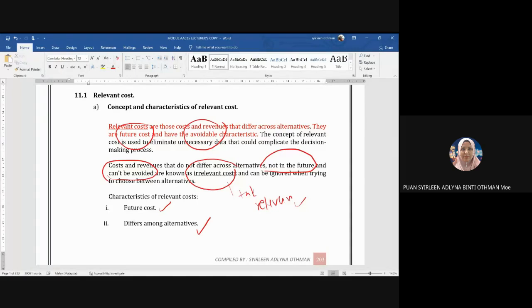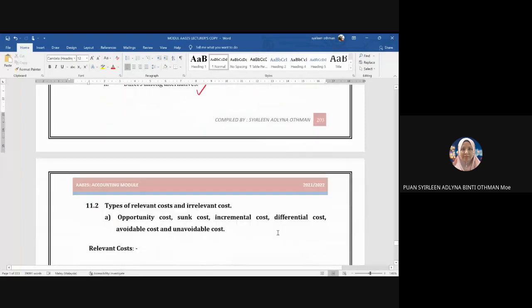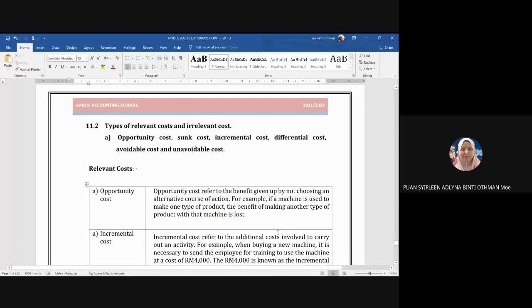Okay, so dia akan berbeza lah, the relevant cost tu akan berbeza among all the alternatives that you are considering to do. Okay, itu ialah konsep. So kita tengok apakah relevant cost. Ini dia punya main group lah. So you have relevant cost and you have irrelevant cost.